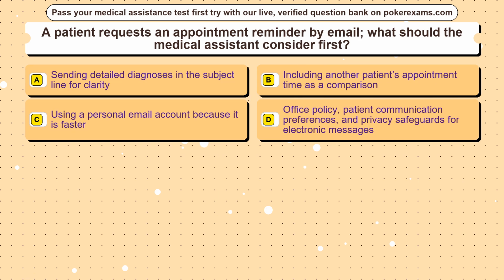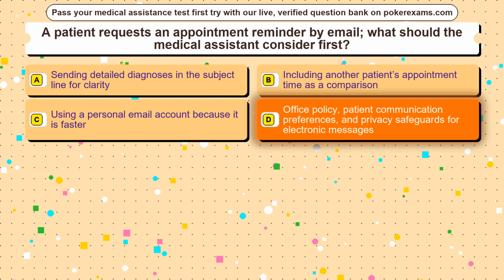Question 21. A patient requests an appointment reminder by email. What should the medical assistant consider first? Option A. Sending detailed diagnoses in the subject line for clarity. Option B. Including another patient's appointment time as a comparison. Option C. Using a personal email account because it is faster. Option D. Office policy, patient communication preferences, and privacy safeguards for electronic messages. The correct answer is option D.